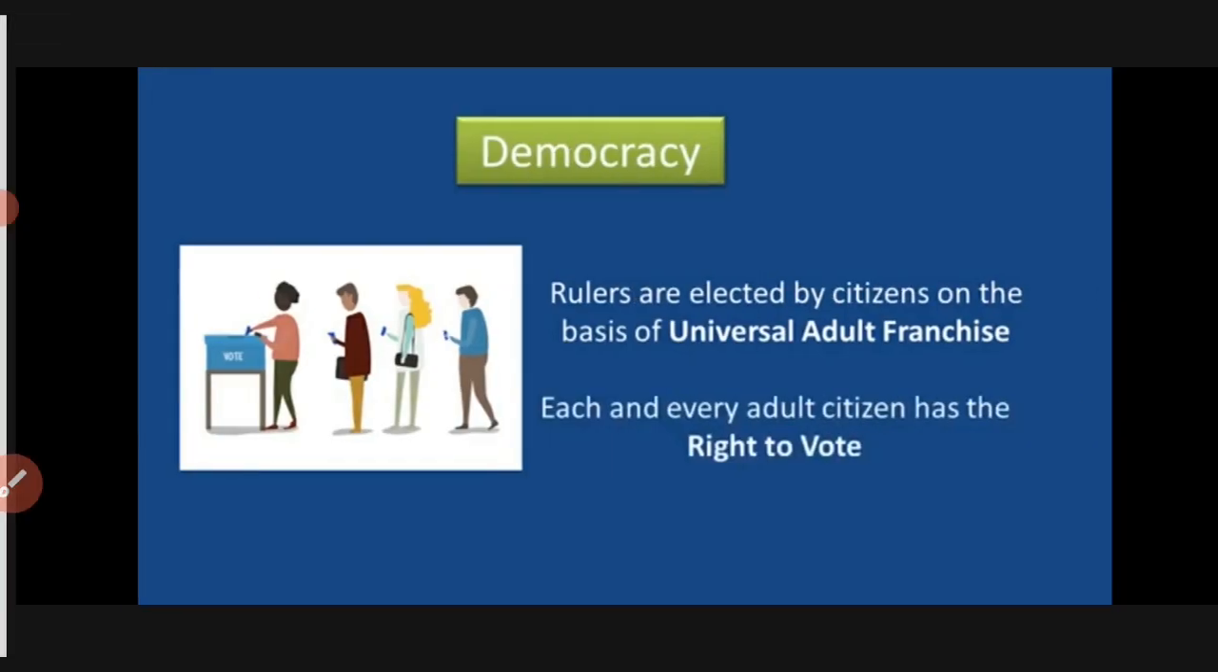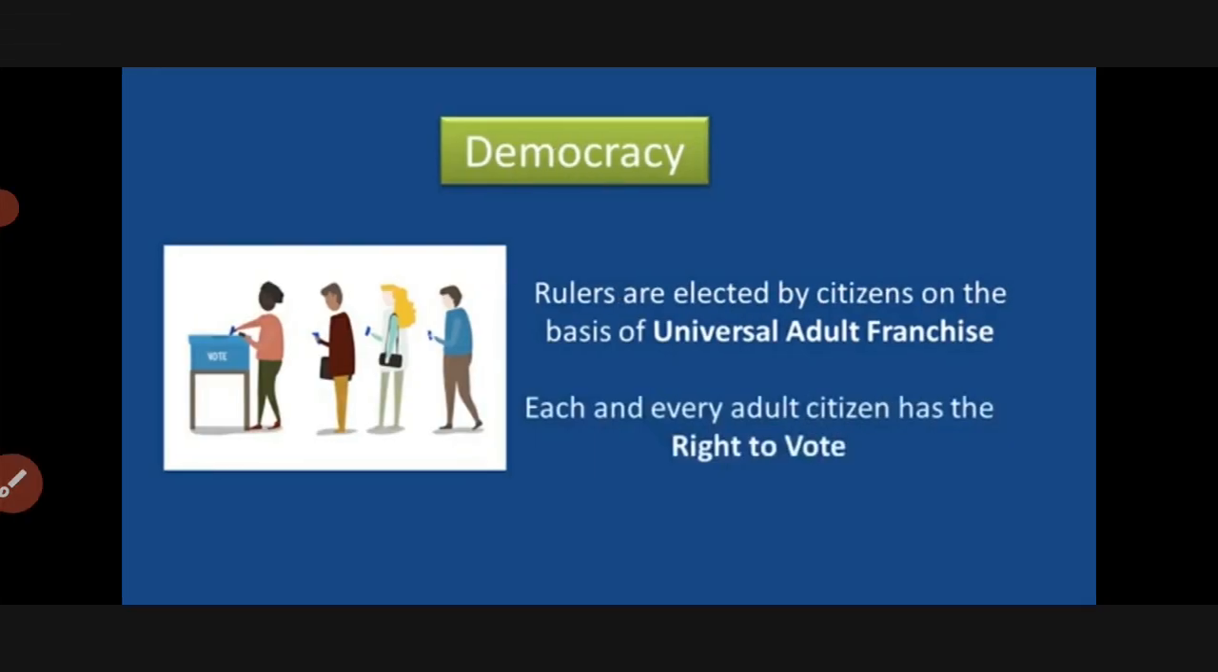In ancient countries, in ancient Greece, for example, people did not have the right to vote. The women and slaves did not have the right to vote. New Zealand became the first nation to grant equal voting rights to all its citizens as early as 1893. So universal adult franchise is there nowadays, but it was not there always. In the past people did not get voting rights to elect their government.